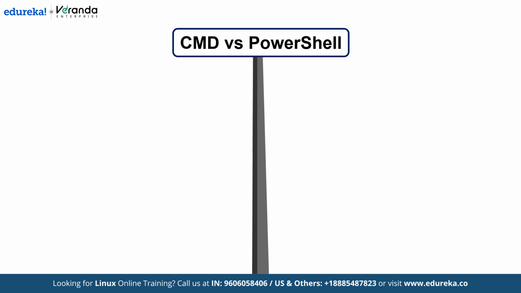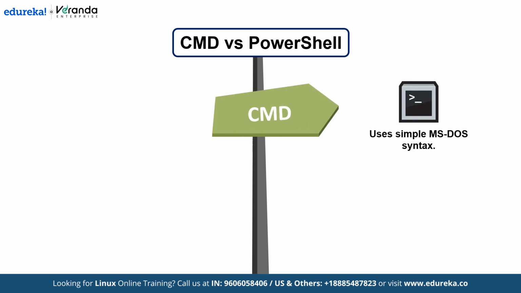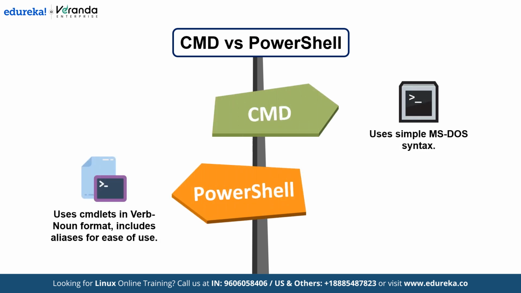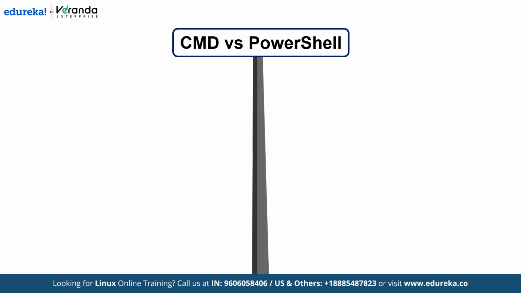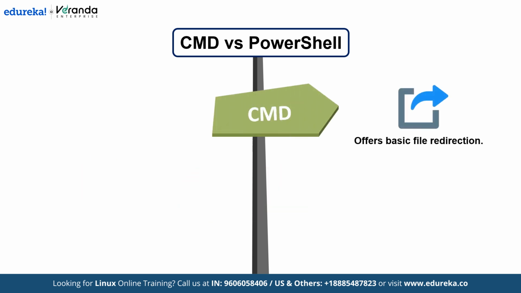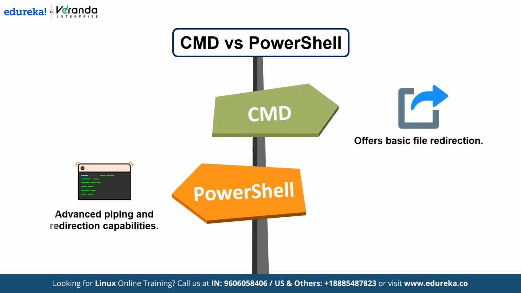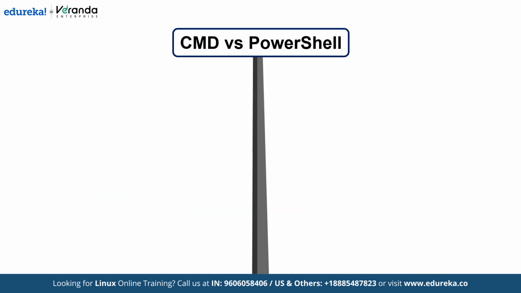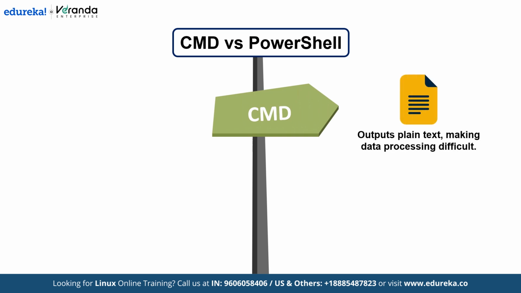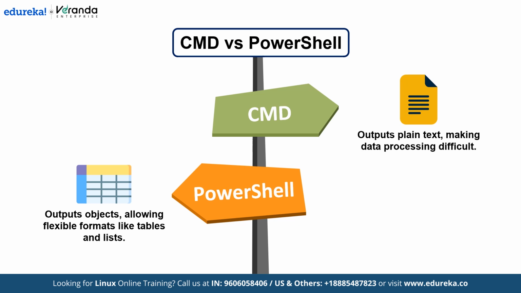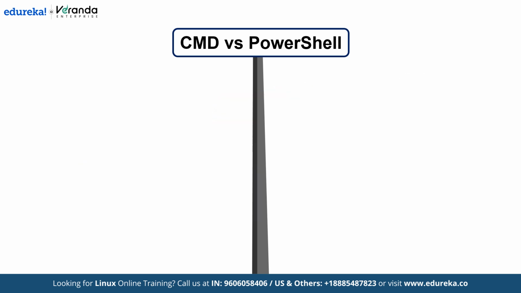Then is the language. Command Prompt uses simple MS-DOS syntax, whereas PowerShell employs cmdlets in a verb-noun format and includes aliases for ease of use. Next is the redirection. Command Prompt offers basic file redirection, whereas PowerShell enhances this with advanced piping and redirection capabilities. Next is output. Command Prompt outputs plain text, making data processing difficult, whereas PowerShell outputs objects, allowing flexible formats like table and lists.